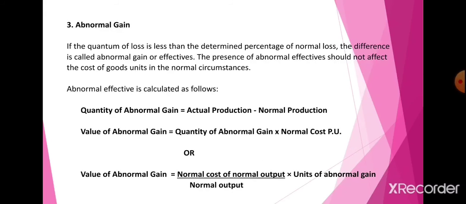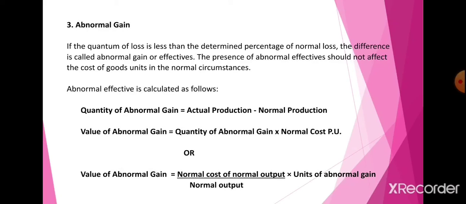So then what are abnormal gains? If the quantum of loss is less than the determined percentage of normal loss, the difference is called the abnormal gain or abnormal effectiveness. The presence of abnormal effectives should not affect the cost of the good units in normal circumstances. The value of the abnormal effective is debited to the concerned process account. This value is calculated at the rate at which the effective output would have been valued if normal wastage had taken place according to the expectation.